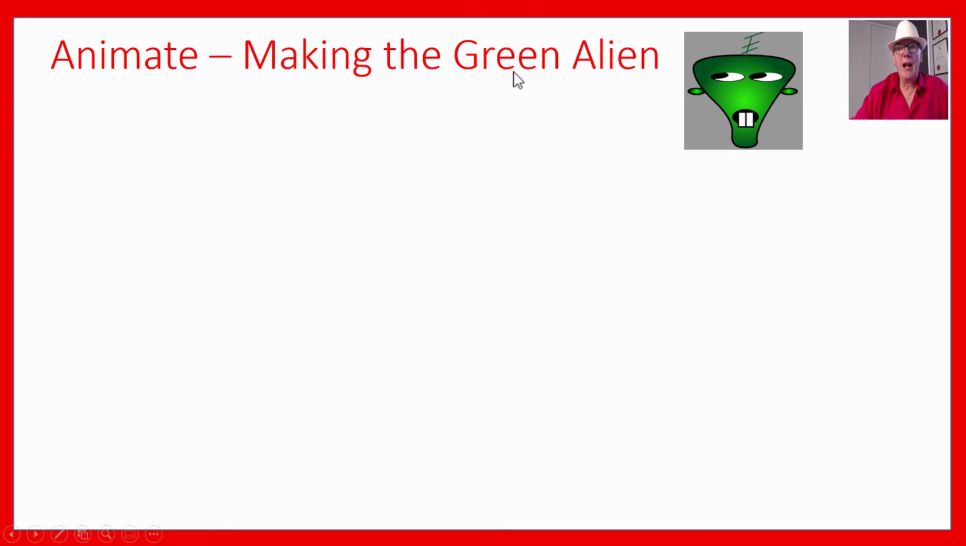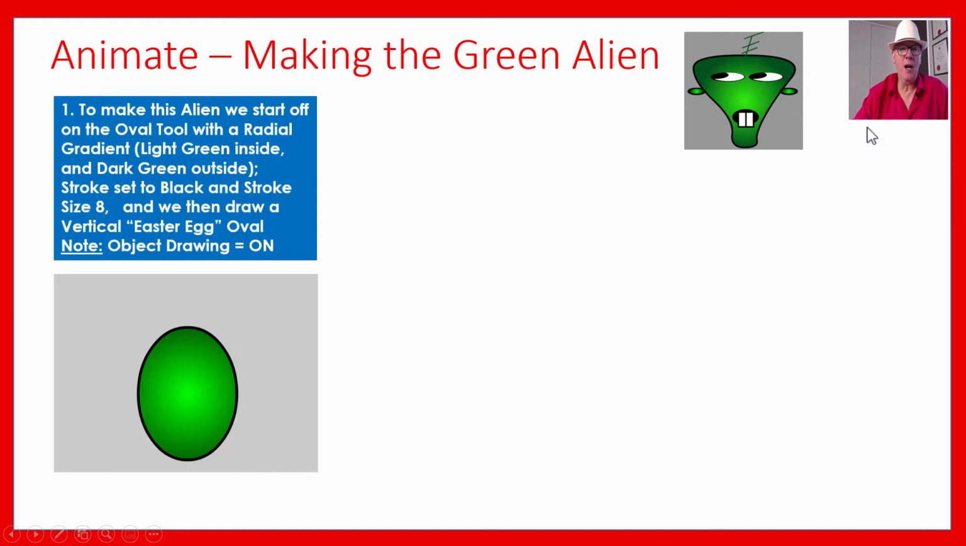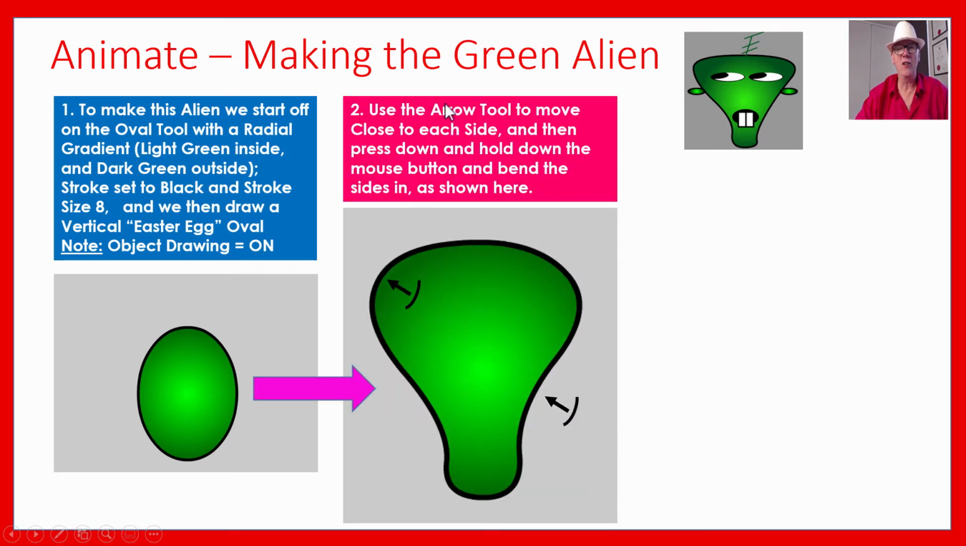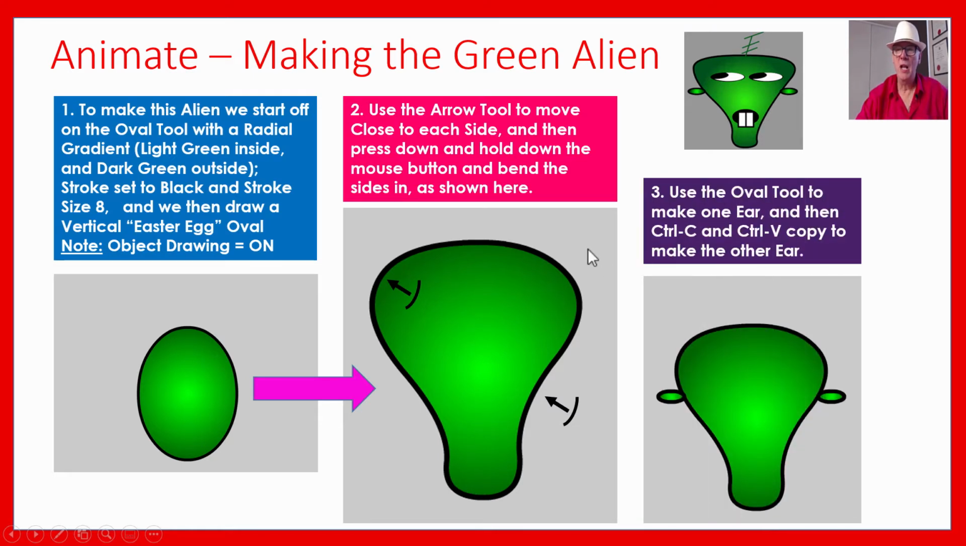All right, so let's show you how to make this green alien, because then we can get on to the live demo. To make this, we just start off with the oval tool and make a radial gradient Easter egg like that. Then you can use the arrow tool to push these sides in, and you'll be able to make this alien type of head. You can just reshape it. And then we just use the oval tool and make a couple of ears for him.